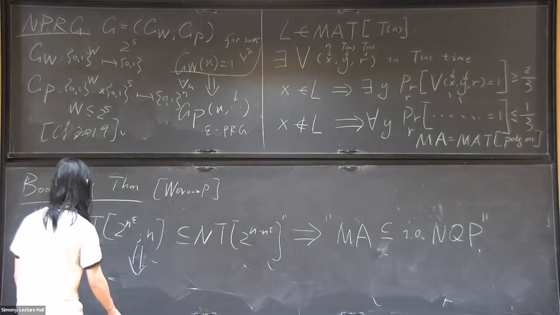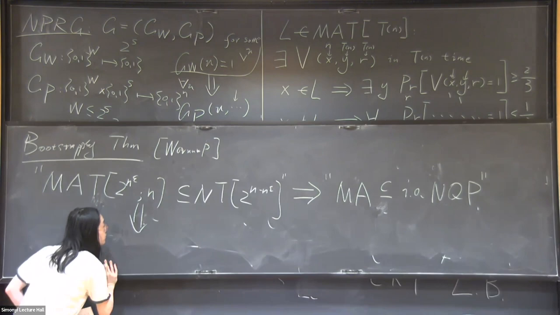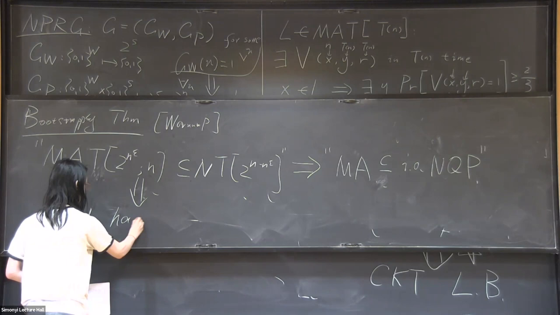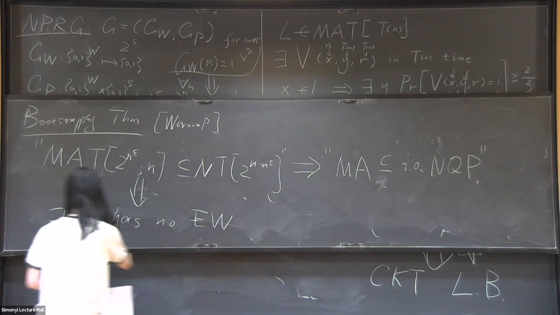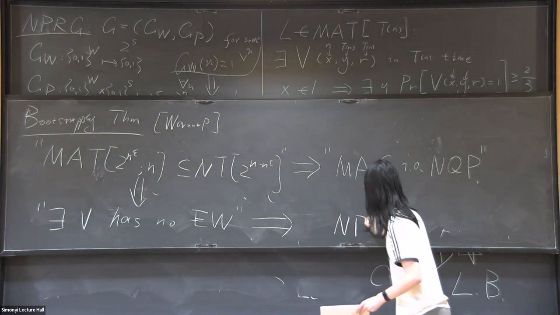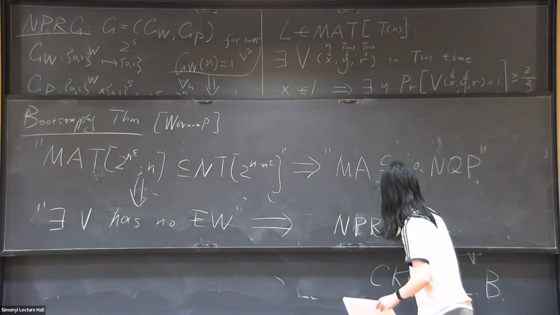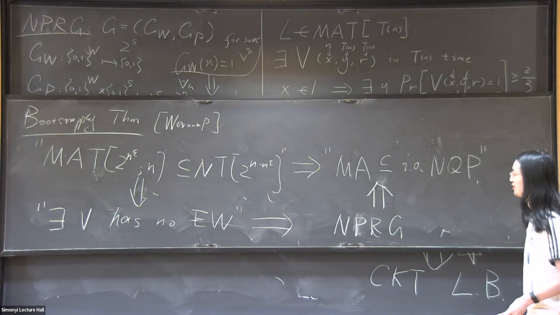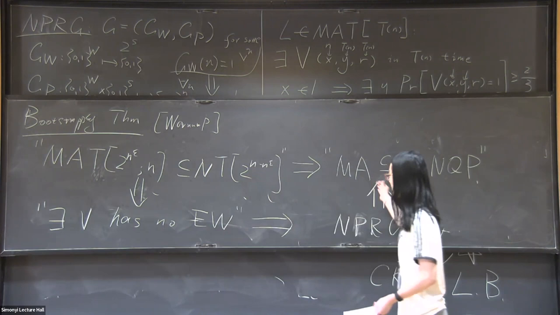So the roadmap is going to be: we'll try to construct an NPRG for general circuits. The way you do it is that you first show that if this is true, then there exists some verifier V that has no easy witness. I will explain what I mean by having no easy witness. And then if some verifier has no easy witness, this gives you an NPRG, and the NPRG has polylog n seed length. So it gives you 2 to the polylog n, which is a quasi-polynomial time generalization. I'll define this in a moment, but this is going to be the roadmap.